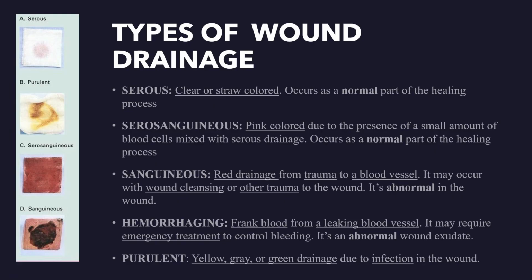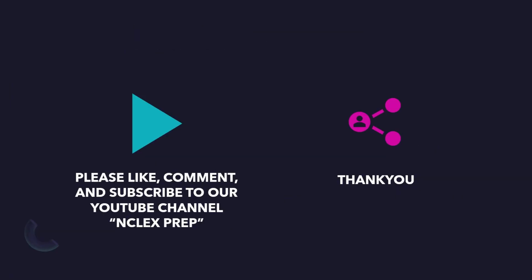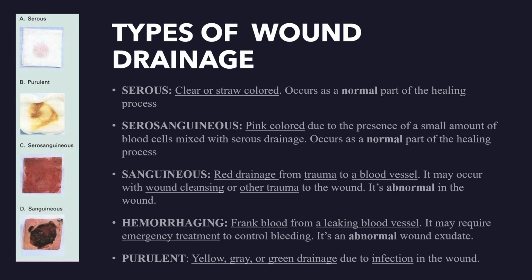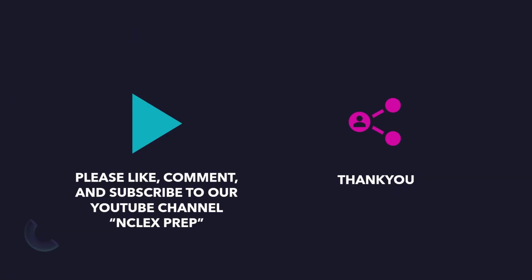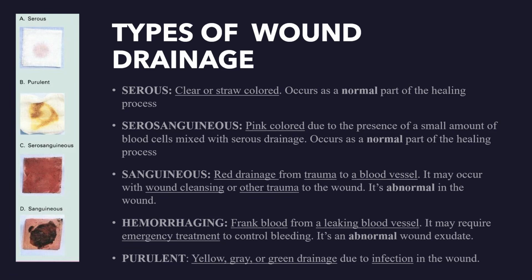So it's frank blood from a leaking blood vessel. It may require emergency treatment to control bleeding. It's an abnormal wound exudate. So hemorrhage, we all know that hemorrhage is not normal. Hemorrhage means it's frank, fresh blood coming from the blood vessels, which occurs from trauma to the blood vessels, right? So it should be treated with emergency treatment to just control the bleeding, not to treat the wound but to just control the bleeding, because loss of blood can lead to many complications, right? So it is an abnormal kind of drainage, and we need to treat it immediately.